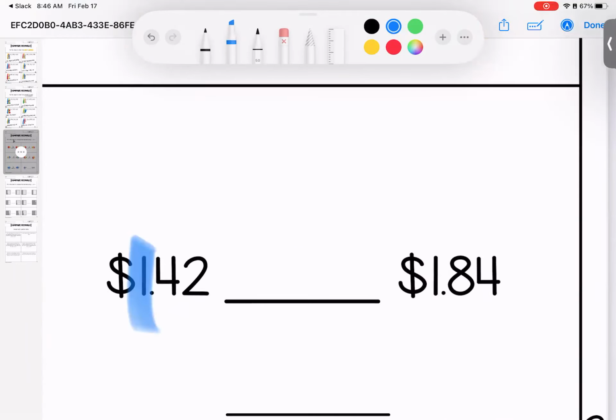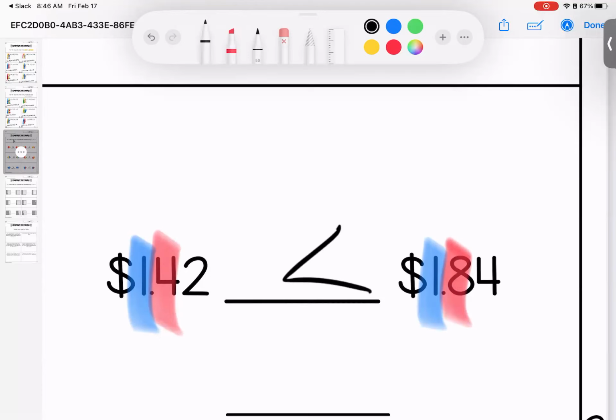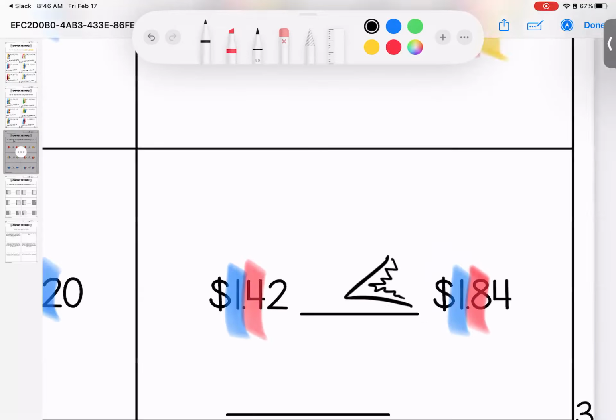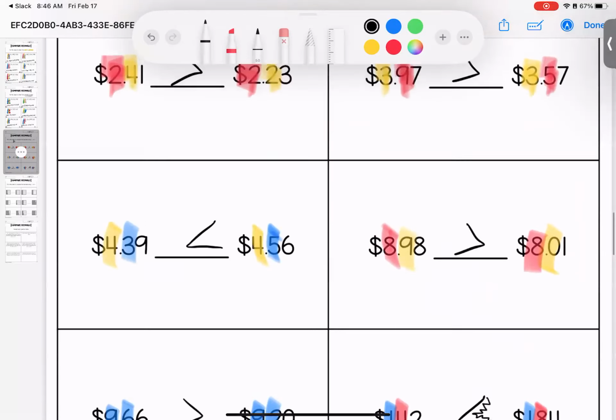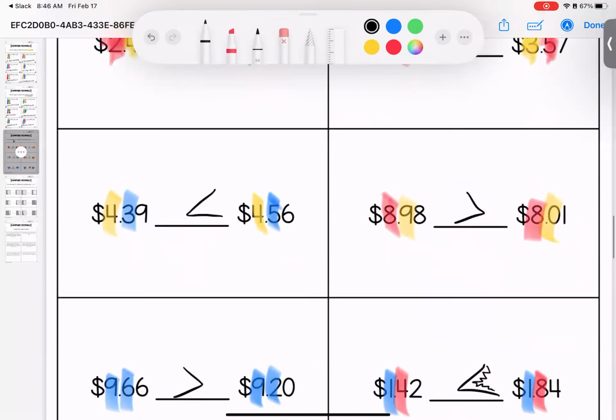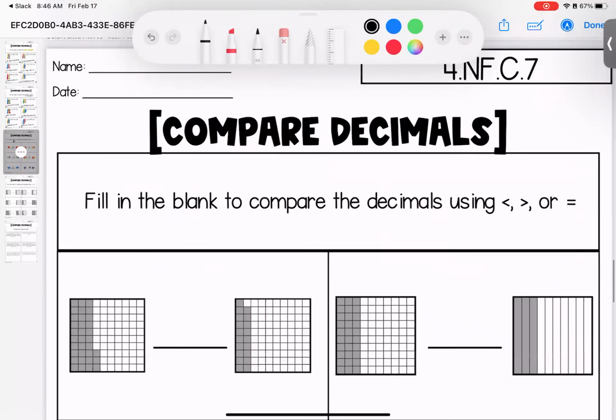Over here, 1, 1, 4, 8. 8 is greater, so $1.42 is less than $1.84. Our mouth is facing the 8. Any questions on this page? Bring them with you to class.